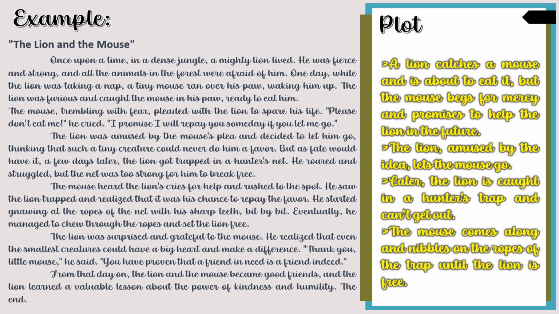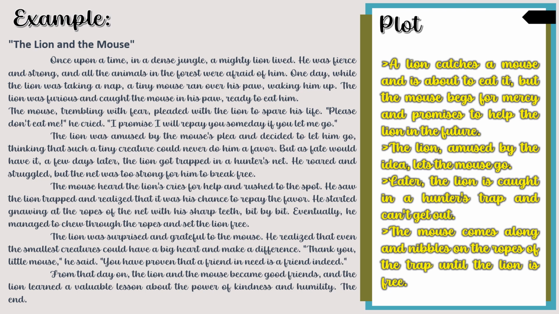The plot says a lion catches a mouse and is about to eat it, but the mouse begs for mercy and promises to help the lion in the future. The next event is the lion, amused by the idea, lets the mouse go.